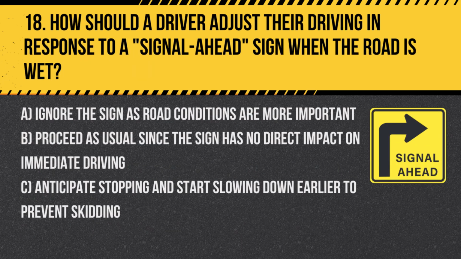Question 18. How should a driver adjust their driving in response to a signal ahead sign when the road is wet? A. Ignore the sign as road conditions are more important. B. Proceed as usual since the sign has no direct impact on immediate driving. C. Anticipate stopping and start slowing down earlier to prevent skidding.